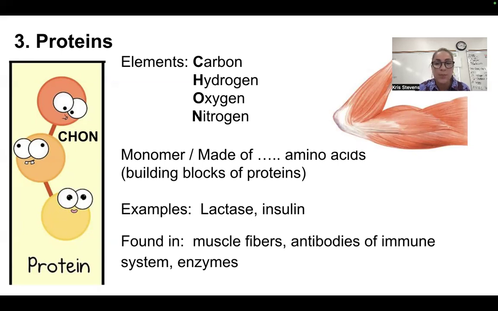What do they do? They speed up a reaction. How do they do that? By lowering the activation energy. So proteins are made up of amino acids. How many are there? 20. Give me an example of a protein.